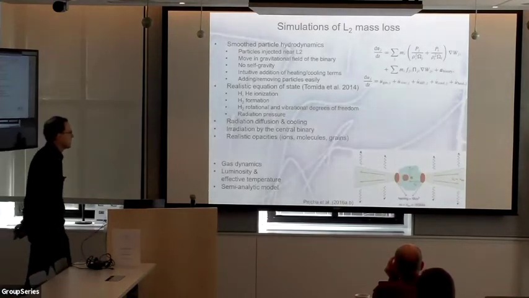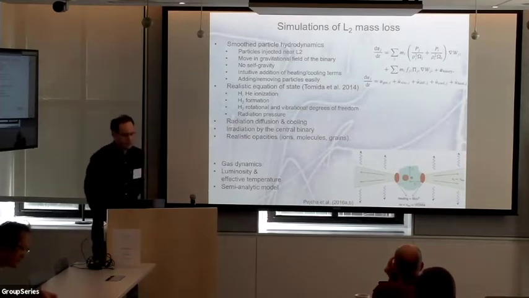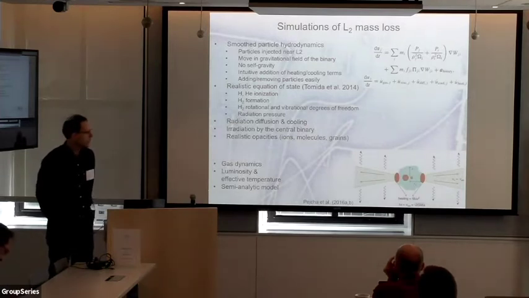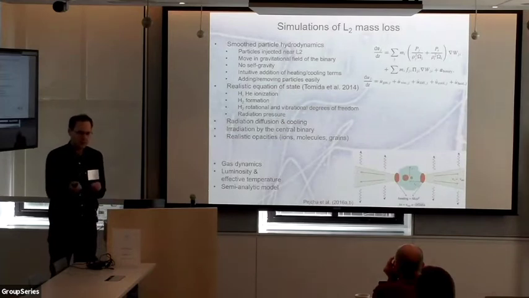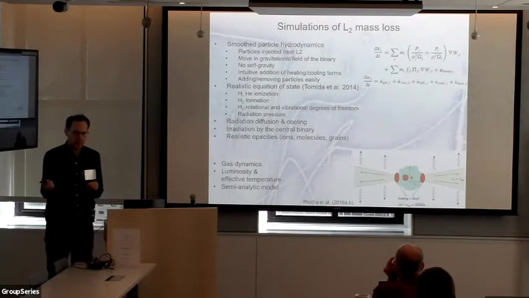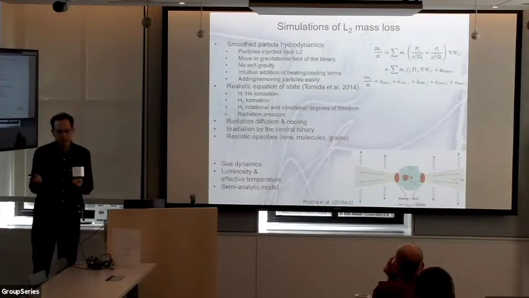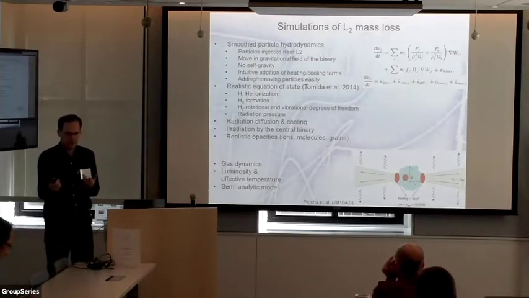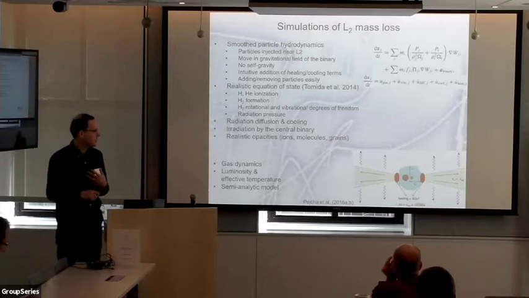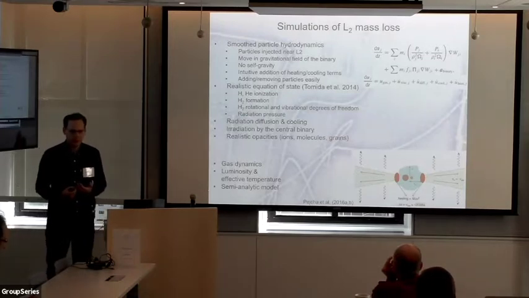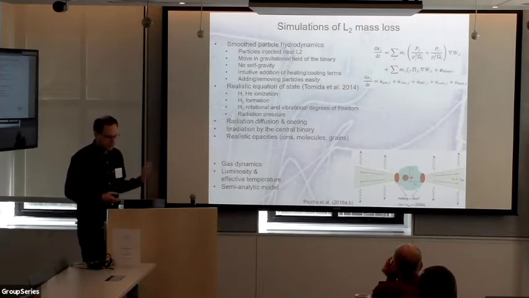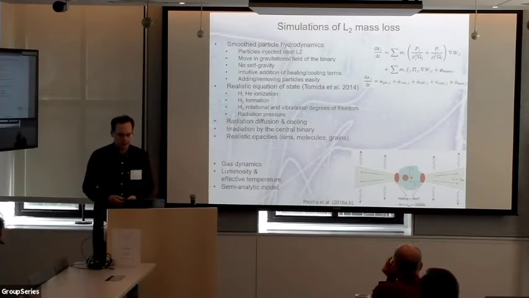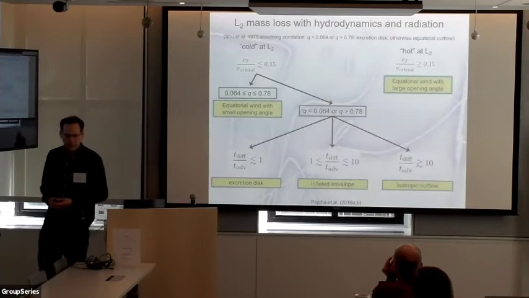Now more about L2 mass loss. So what did we do about this? We did an SPH simulation of this process, but it's different from the simulations that we've seen before. We do not simulate the binary, we replace it with two point masses, and we inject the particles close to the L2 point. So the savings in computational time can then be spent on things that are relevant for radiative properties, like realistic equation of state, radiative diffusion and cooling, irradiation by the central binary, etc. So we studied the gas dynamics of this process, determined luminosity and effective temperature, and tried to understand this with semi-analytic models. So what did we find?